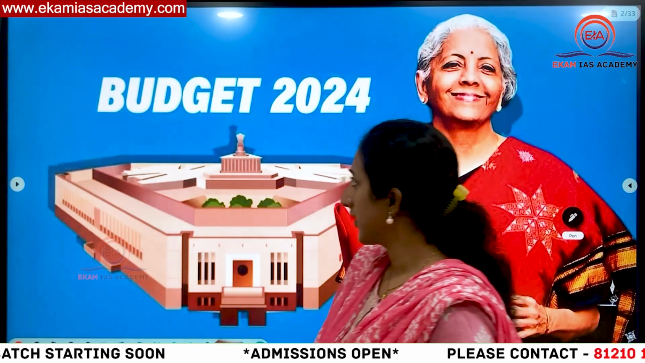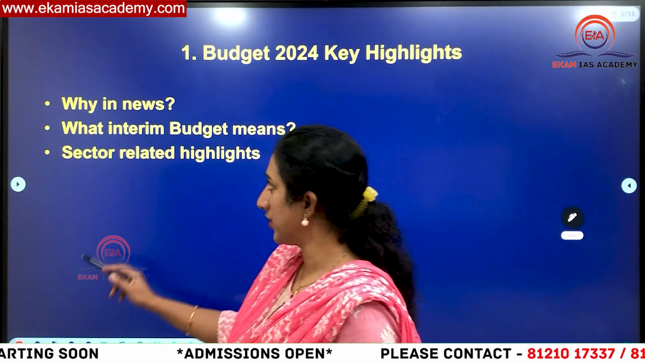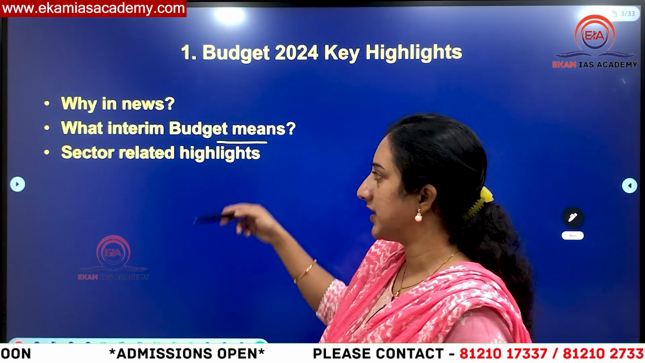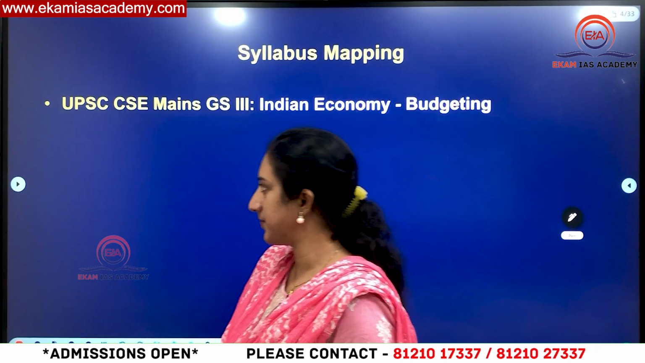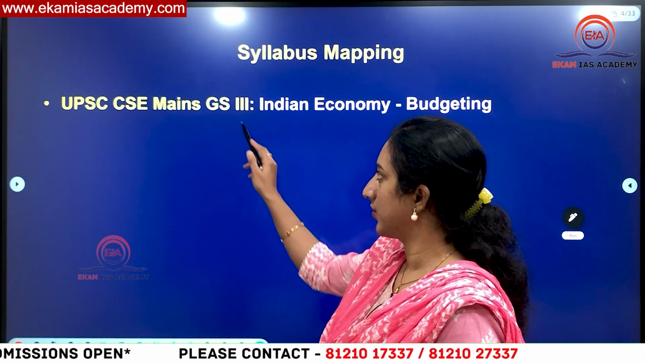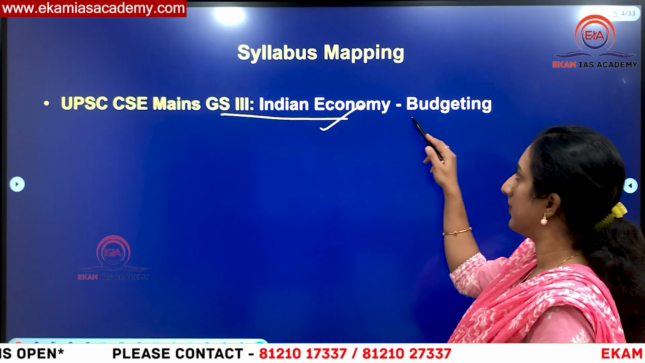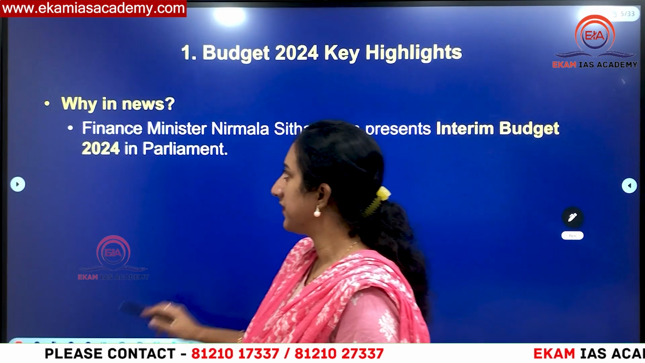So here you can see what the things are. In the news, we'll see what the interim budget means, and we'll also see sector-specific highlights of this particular budget. Okay, so this forms part of Indian economy in budgeting. So without any further delay, let's start.